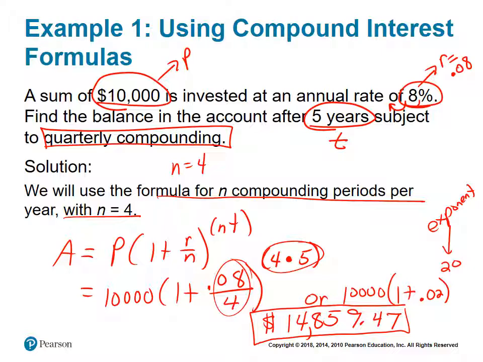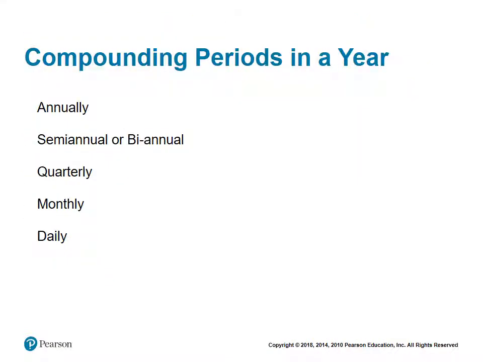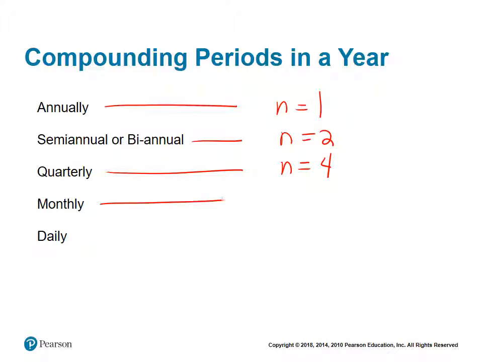Now be very careful when choosing the compounding periods n. The words that are normally used are annually, and that would be n equals 1. Semi or biannual, n equals 2. Quarterly, that we've just seen, would be n equals 4. Monthly, n equals 12. And daily would be n equals 365.